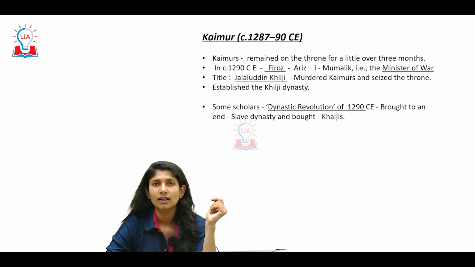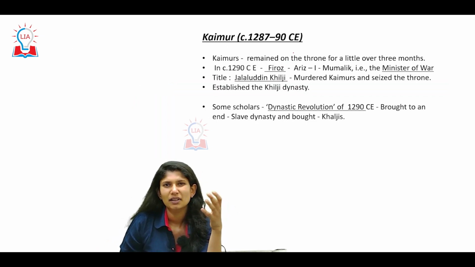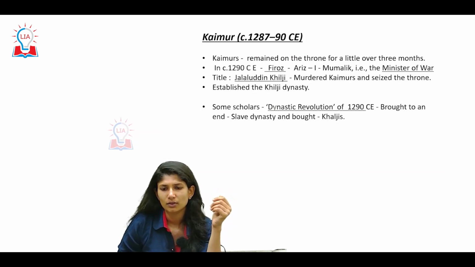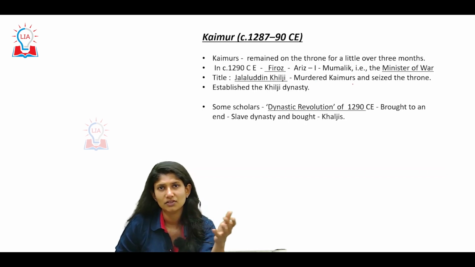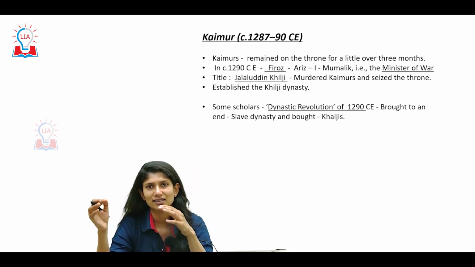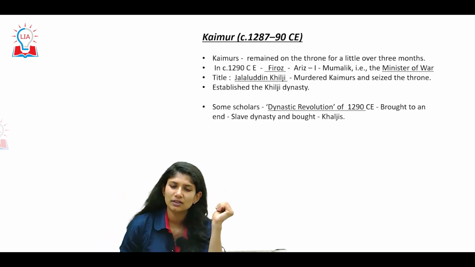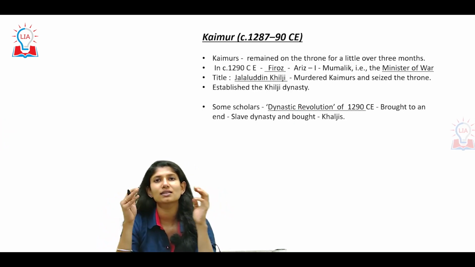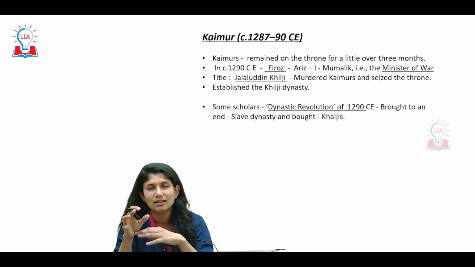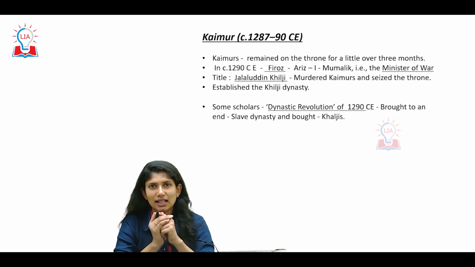Next in line is Kaimur. Again, he remained on the throne for a very short time. By now the position had started deteriorating, and after him, his own minister of war, Jalaluddin Khilji, murdered him and seized the throne, and thus began the Khilji dynasty, the second dynasty in the Delhi Sultanate. This event is considered a dynastic revolution because it ended one dynasty and began another. That is, it ended the slave dynasty and brought in the new Khilji dynasty.